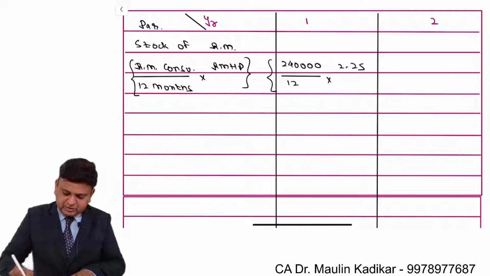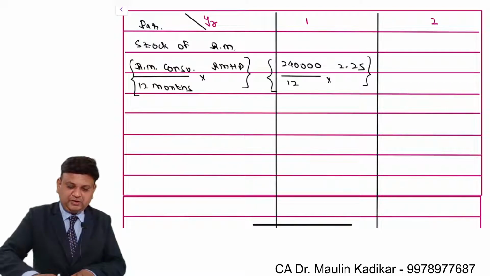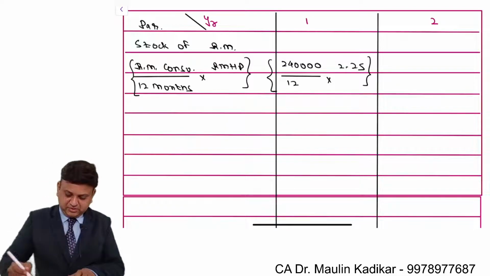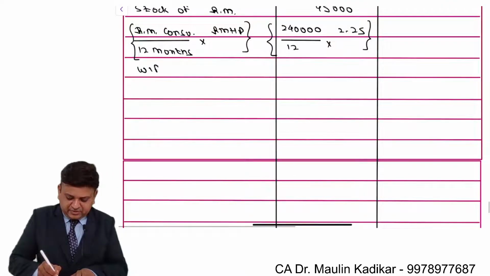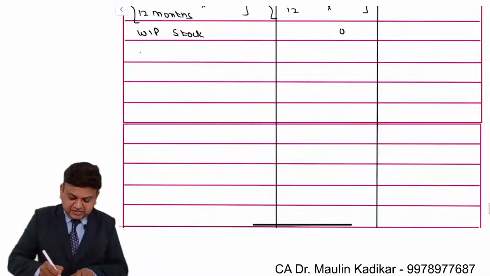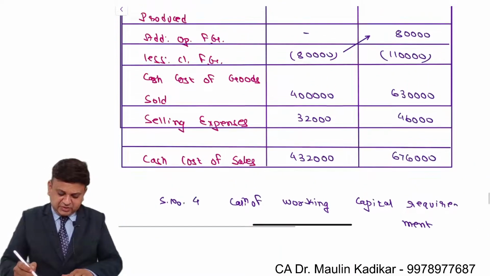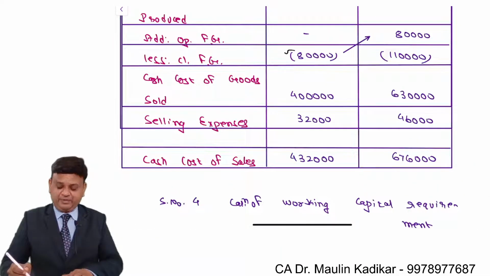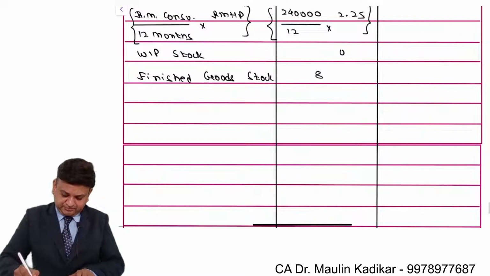So kindly use your calculator. 240 divided by 12 is 20,000, into 2.25. That comes to 45,000. This is the stock of raw material. Next is WIP stock, which is 0 because it has been given as 0. Next is the finished goods stock. We have computed the finished goods stock in our step number 2. It is an amount of 80,000.